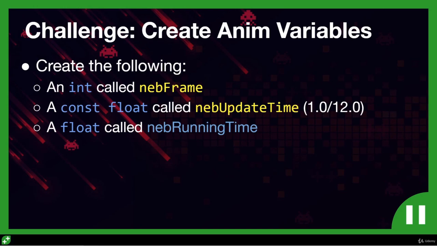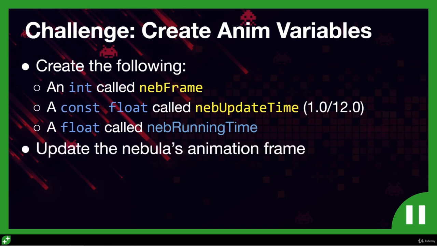Now, once you've created these variables, go ahead and update the nebula's animation frame. Take a look at the way we update Scarfy's animation frame and use that as a guide. Now, there is no is-in-air check for the nebula, so we don't need to check that when updating the nebula animation frame. Pause the video and do this now.